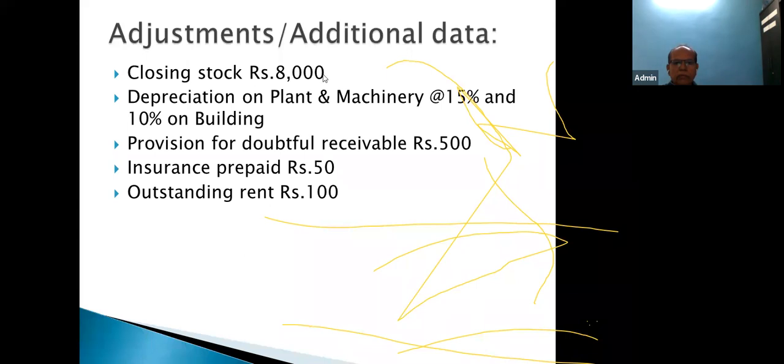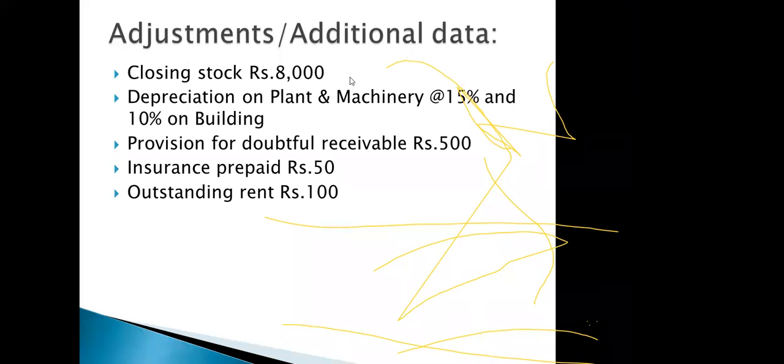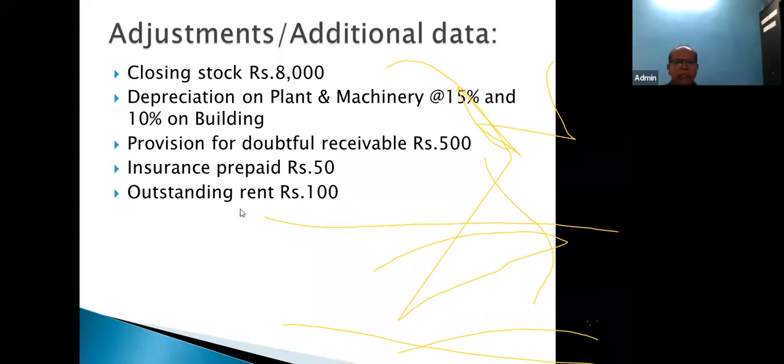Yes. Done, sir. Okay. And the second effect, since it is outstanding rate, it will be mentioned in the balance sheet on the liability side. So go to your balance sheet under liability side, write outstanding rate 100. So this way we completed all these 5 adjustment additional data.